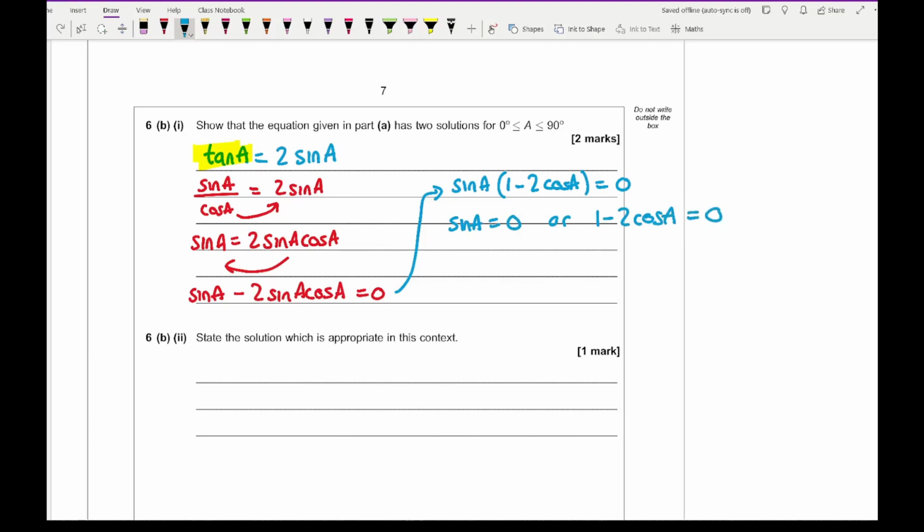So for sine A equals 0, A equals 0. And then for this, if I do a bit of rearranging, I get cos A equals a half. So then A equals 60. It then says state which of these two answers of A is appropriate. Well, I can't have an angle of 0 degrees, so it's going to be 60 degrees.